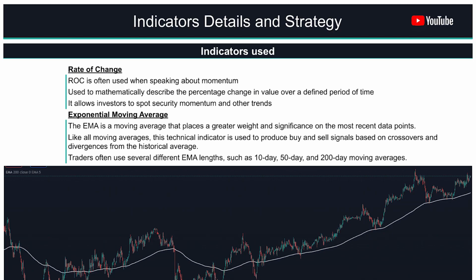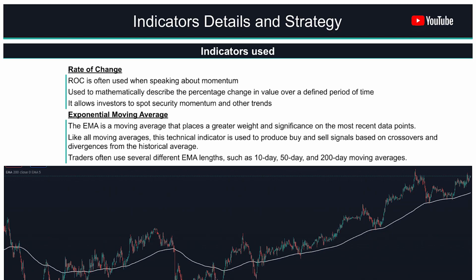It depicts the momentum of a variable and is used to mathematically express the percentage change in value over a specific period of time. The rate of change calculation is pretty straightforward, so essentially it divides the current value of a stock or an index by the value from a previous period. And to get the percentage representation, you just simply subtract 1 and multiply the result by 100. So that's the first trading indicator.